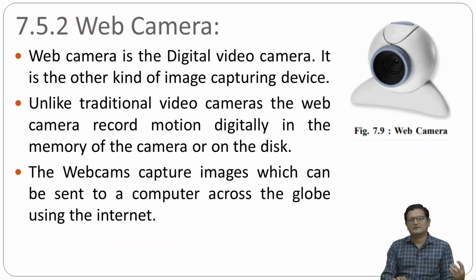This type of camera will establish connectivity with your router, and through the router it can transmit the data. So basically the web camera we are not using for clicking pictures, right? A web camera is basically used for surveillance purposes, right?